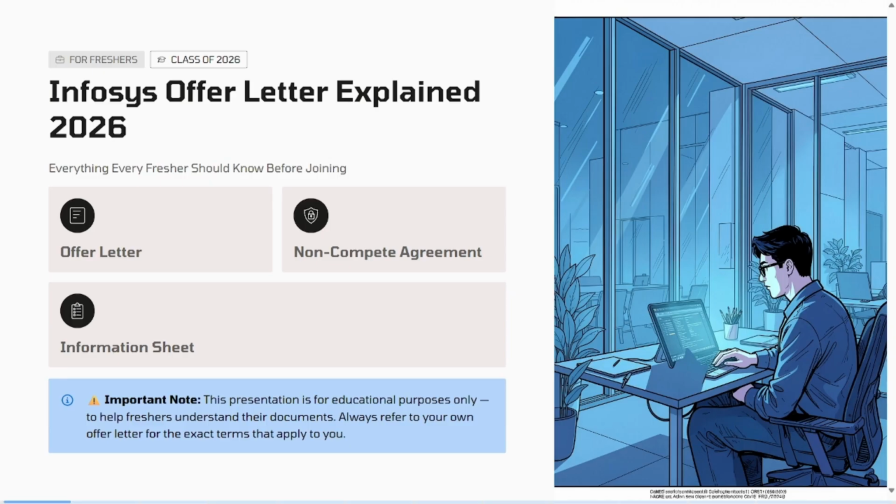Today I am very excited because I am going to explain my Infosys offer letter in a simple way. Along with the offer letter, I also received two more important documents, the non-compete agreement and the information sheet. When I first opened this document, I noticed there were many pages and several legal terms. I know many freshers feel confused when they see documents like this. That's why I decided to make this video.